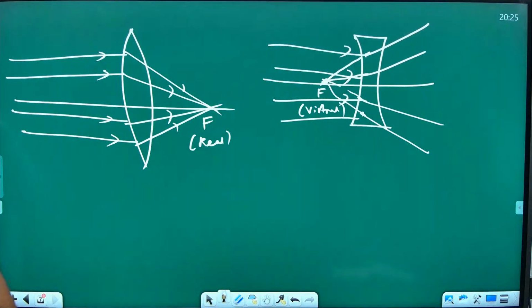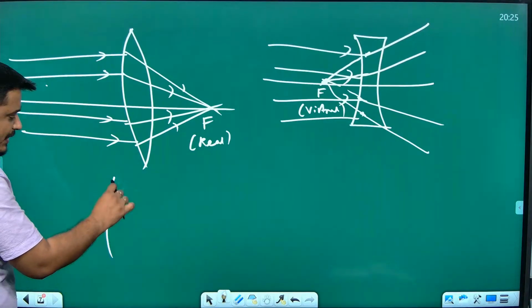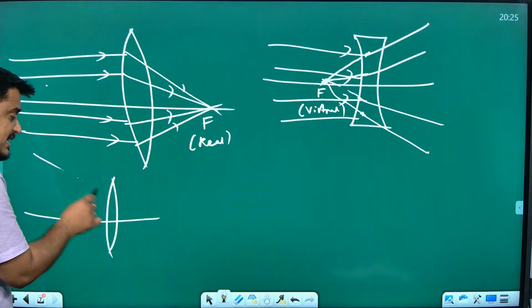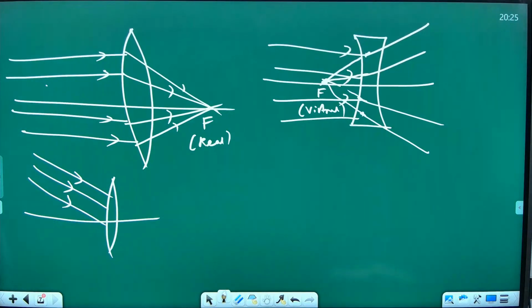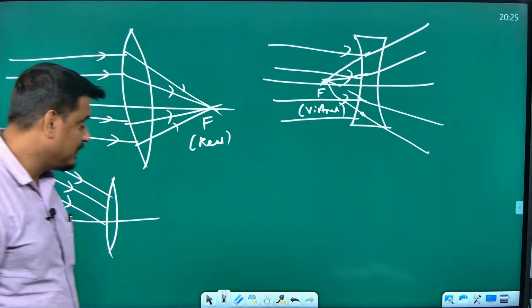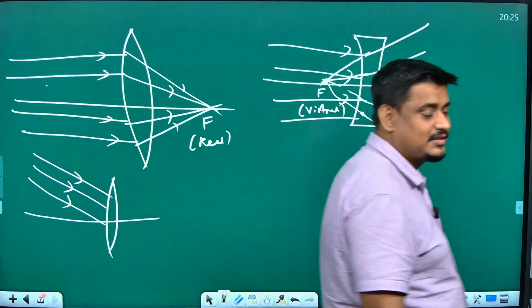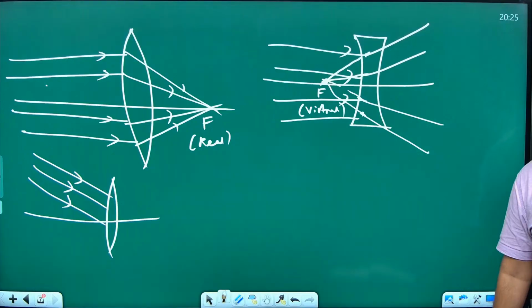Okay, one more thing I want to ask you. If rays are coming parallel to the principal axis, conveniently we say it meets at the focus. What if I have a lens and rays are coming from far away, but not parallel to the principal axis? What will happen? Will it still meet at the focus? Where will it meet? Anywhere? Or do we have a fixed point?